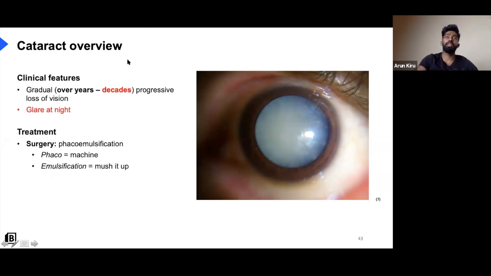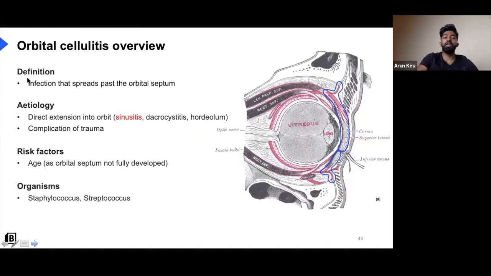Another thing that people say is, I'm driving and these lights from other cars really irritate me. The only thing to do is surgery. So we remove that lens through phacoemulsification surgery, where we basically break it up, mush it up and suck it up with a phaco machine.